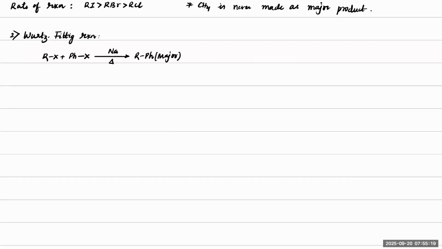By chance, if you have chlorine and chlorine, and you are reacting with sodium and ether, then instead of getting a coupled product, you will get a double bond here. Same way, if you already have a double bond existing, with sodium and ether you will get a triple bond here, CH triple bond CH.